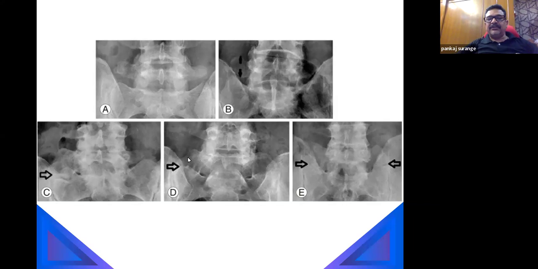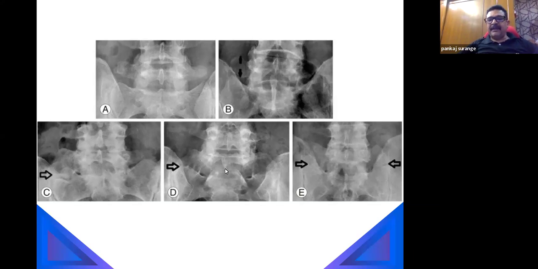Now look at this condition where it is already fused. This is a lumbarization of the S1 vertebra, but it is completely fused over here. Or this may be sacralization of L5, which is again fused with the sacrum. Such conditions are usually not painful because this is already fused. There is no joint over here. So these kinds of conditions may not cause any pain.